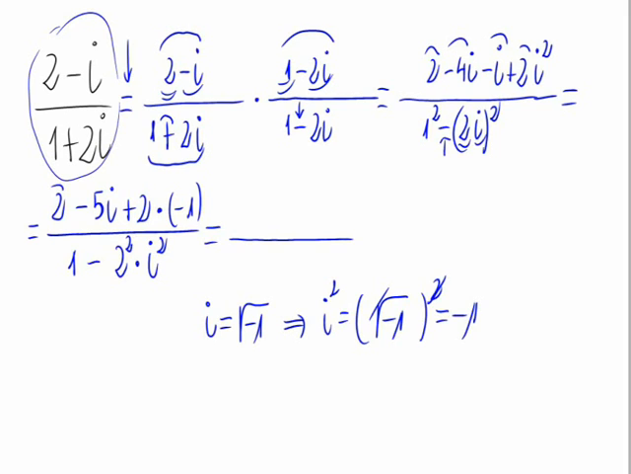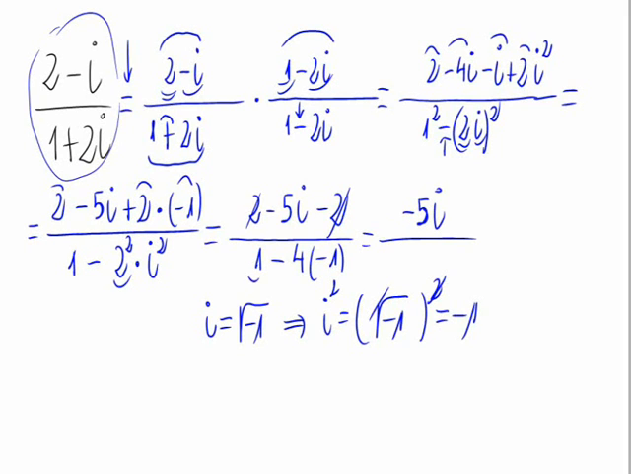Now let's go with the numerator again. We have 2 plus 2 times minus 1, so we'll have 2 minus 5i minus 2, and the denominator would be 1 minus 4 times minus 1. We can cross out both of the 2's there, and we will have just on the numerator minus 5i, and the denominator would be 1 minus 4 times minus 1, that was i squared, 1 plus 4, so this is minus 5i divided by 5.